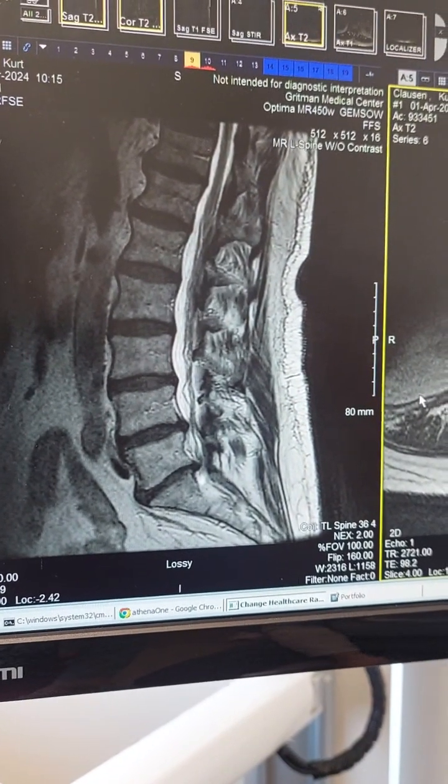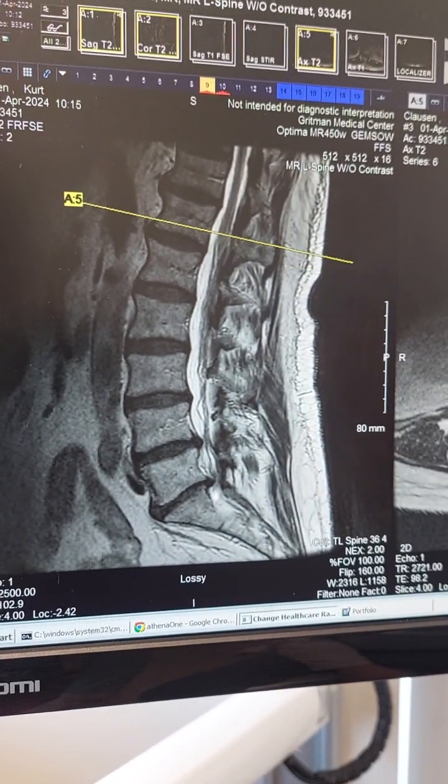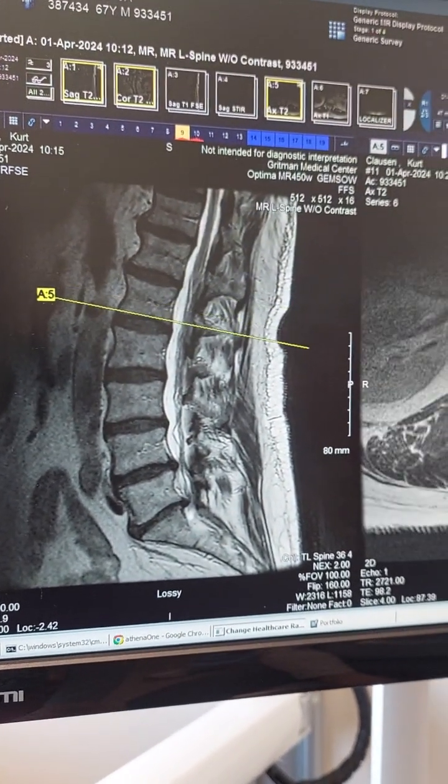Are your symptoms all on the left leg? No, they go to the right too. Both sides? Yeah, both sides. Okay.